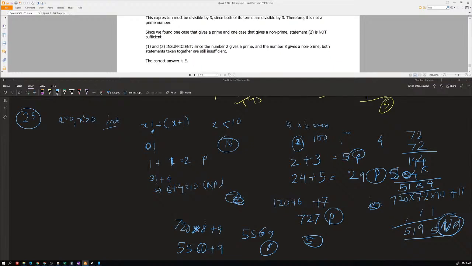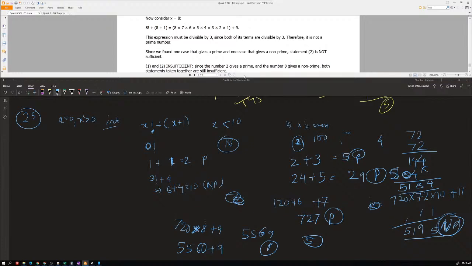Statements 1 and 2 together are insufficient. Why? Since the number 2 gives prime and number 8 gives not prime. 8 gives not prime, right? This is 10, this is 15, so 10 plus 15 is 25. But it is not divisible. Or maybe my calculations are wrong. It should be divisible by 3. Let's see. 720 into 8, 8 times 0, 8 times 2 is 16, 8 times 7 is 54. This becomes 55. I don't know. Let's see what is the value of 8 factorial.